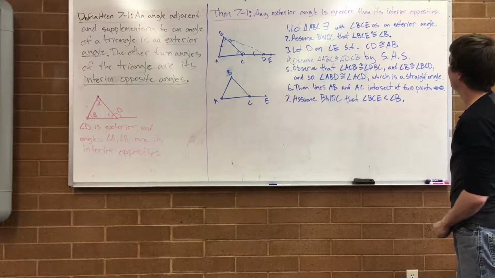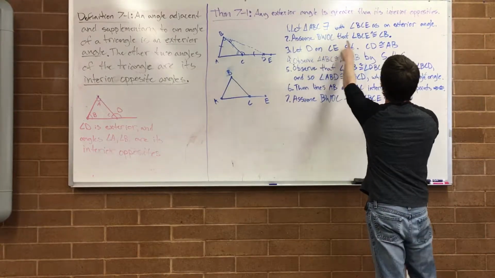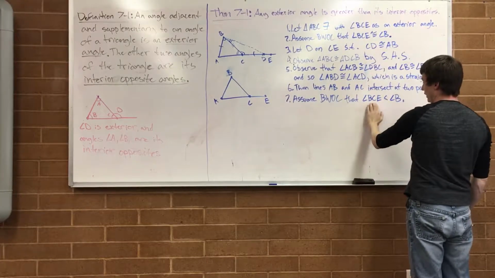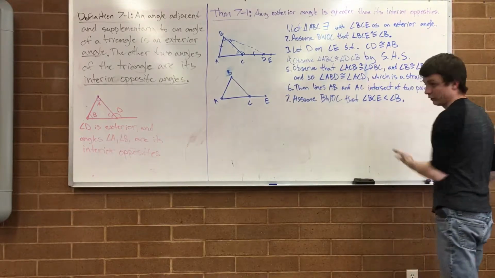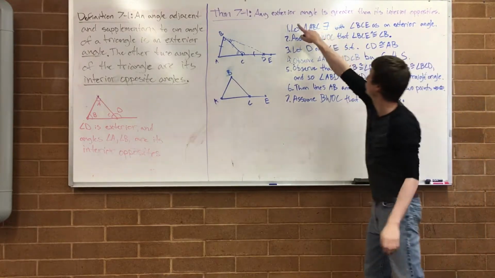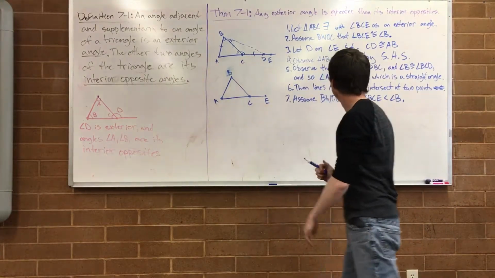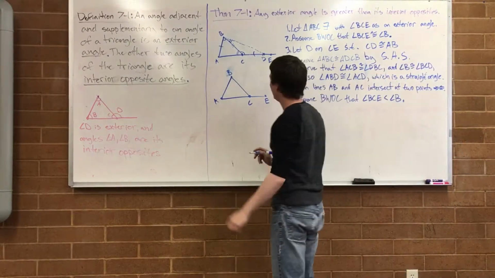So first we showed that angle BCE can't be congruent to angle B. Now we're going to show angle BCE can't be less than angle B. And then angle BCE has to be greater than angle B, which is what we were trying to show. Big picture, remember where we're going. Okay, so assume by way of contradiction that this angle is less than this angle. Okay, what does that mean?